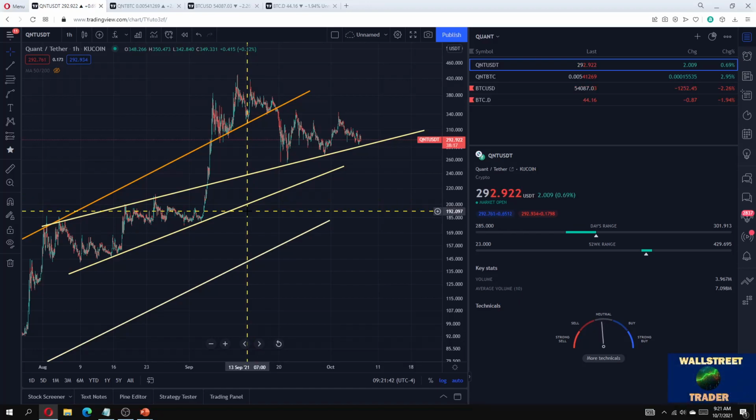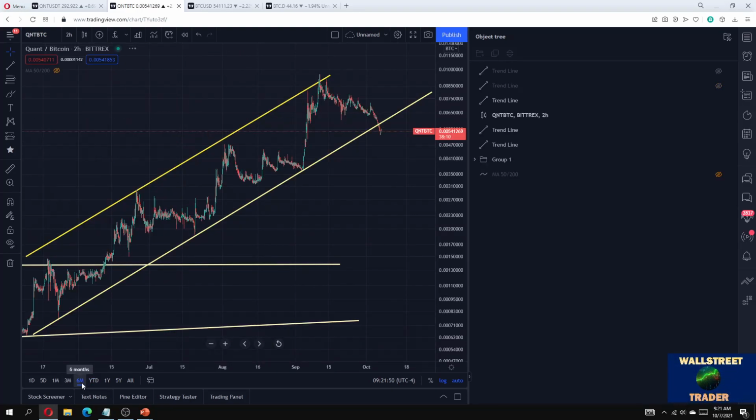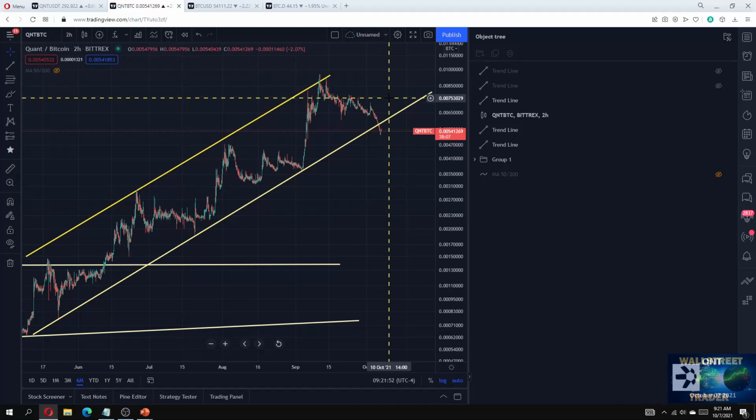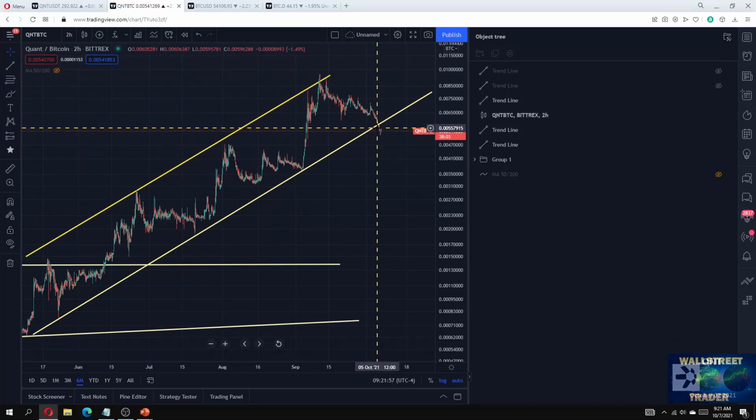Now we've got to keep our eye on this, but there's a little bit of concern I have on the Quant to Bitcoin pair. It does not mean I am bearish one bit on this crypto at all. But when we're looking at price action, we had originally drawn this channel. Now, very recently, we started dipping below. Doesn't mean the end of the world.